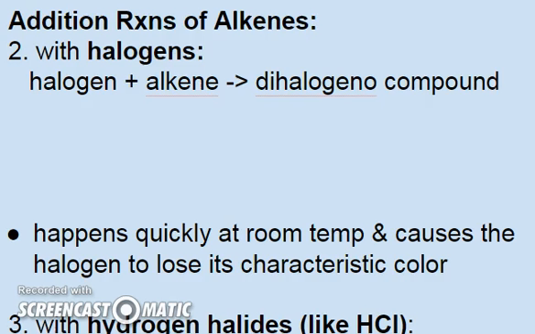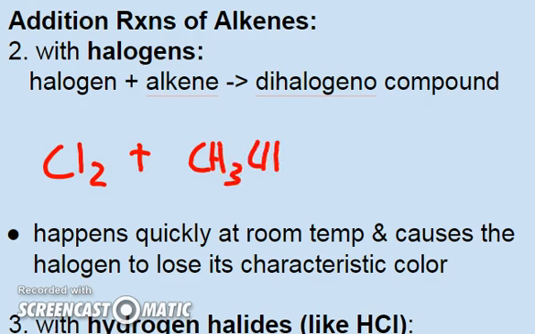And then the second reaction we're going to look at is a halogen with an alkene, and you get what's called a dihalogenal compound. So for example, a halogen, we'll just go with Cl2. And then my alkene, I'll stick with ethene because it's the smallest, so it's easy to use. And when this double bond opens up, I'm going to have a spot on the first carbon and the second carbon, and each spot is going to get taken by one of the chlorines.